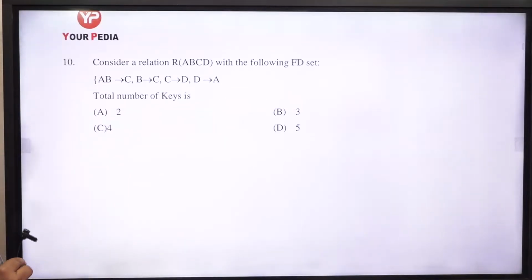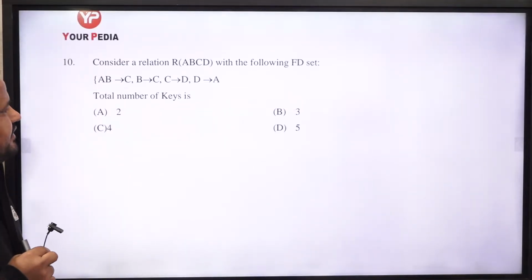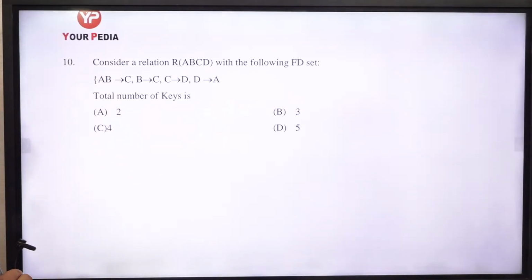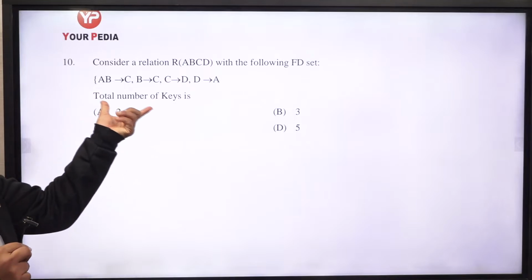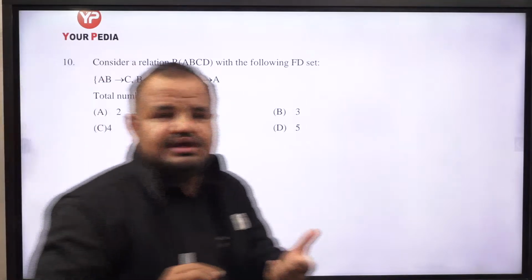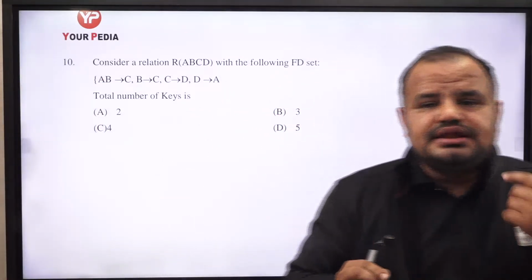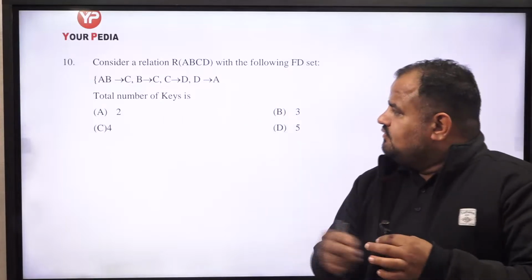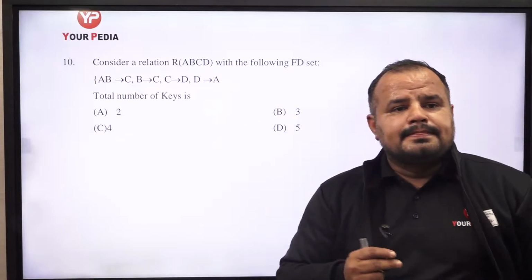Now tell me, my dear students, question number 10. Consider a relation R(A, B, C, D) with the following FDs. Now the problem is you have to find out the total number of keys. Can you just tell me the total number of keys for this schema?